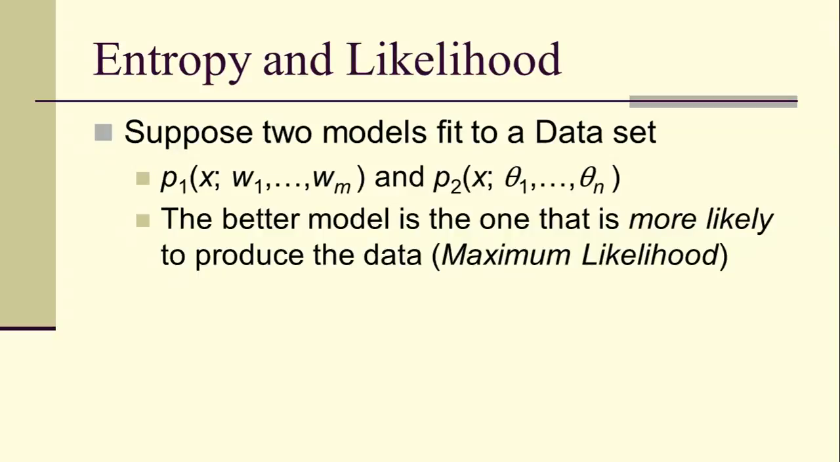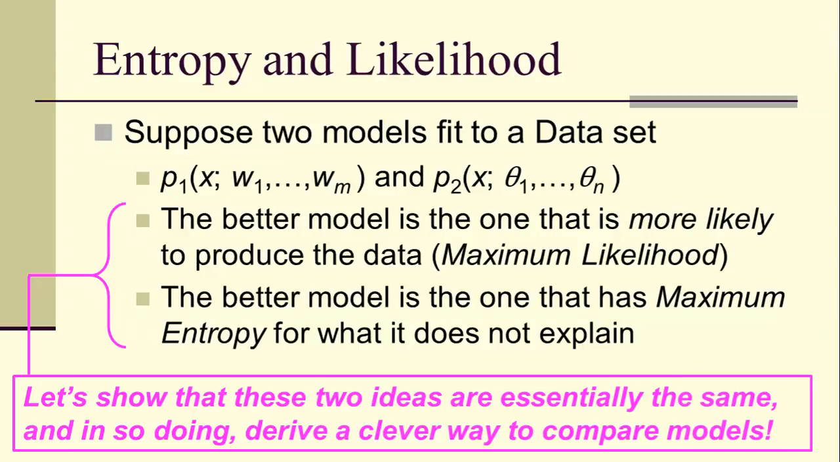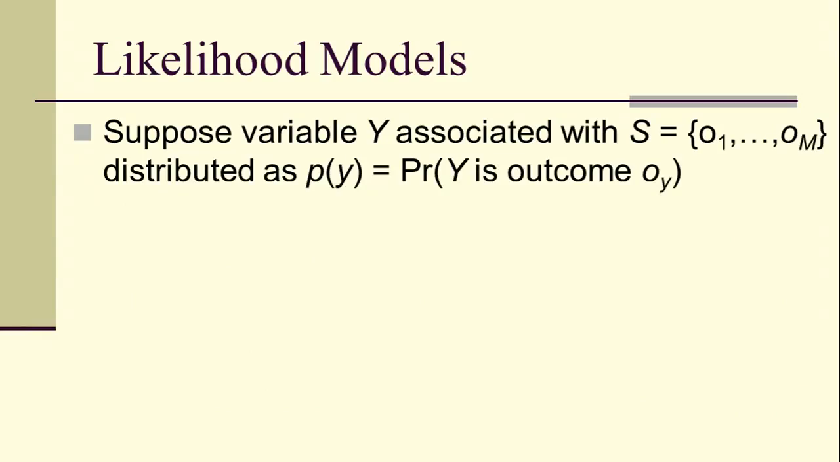In other words, the data was produced by a process according to some true distribution, and the best parameterized model that we could choose is the one that would have been most likely to produce the data that we actually have. We also said that a better model is one that has maximum entropy for what it does not explain. Turns out these 2 are essentially the same, and let's look at that, and in so doing derive a way of comparing models.